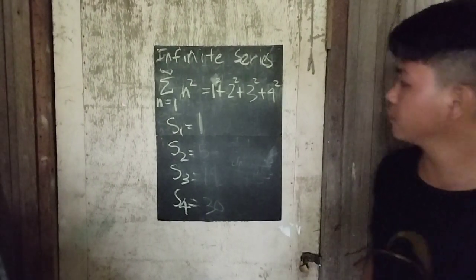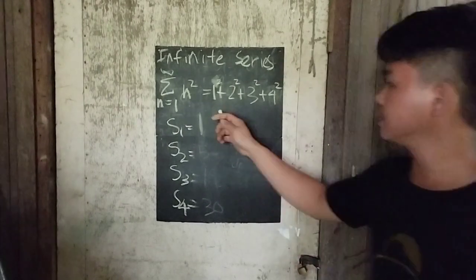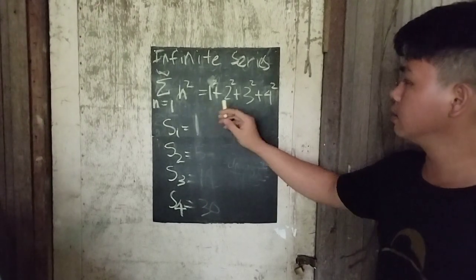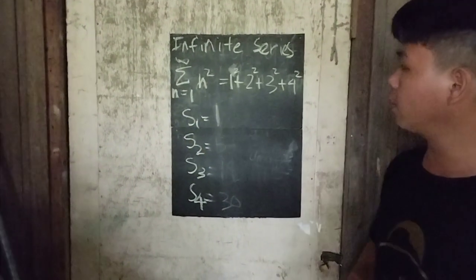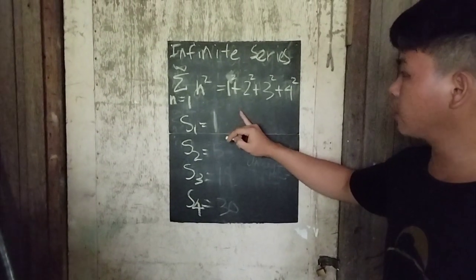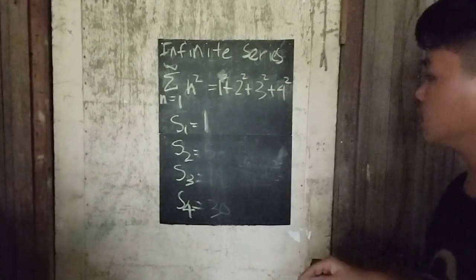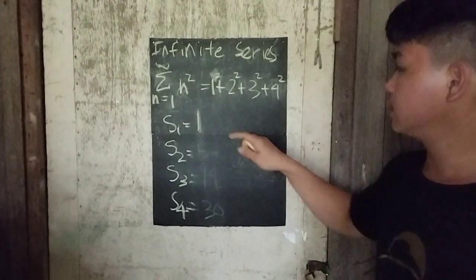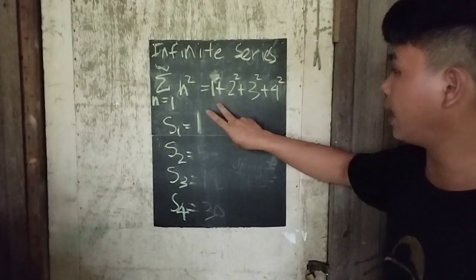So we have here an explicit formula of n squared. We have here the sequence terms which are 1, 2, 3, and 4. To get the s sub 1, we are going to square the first term, which is 1. So 1 squared is 1. To get the s sub 2, we are going to get the first two terms, which are 1 squared and 2 squared.